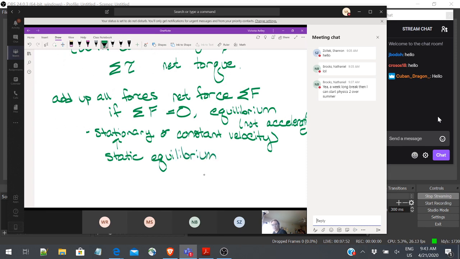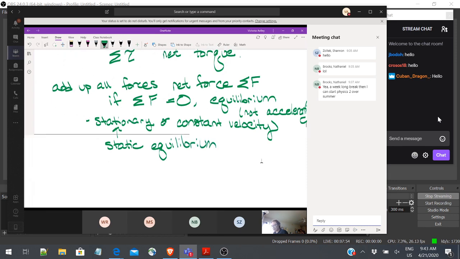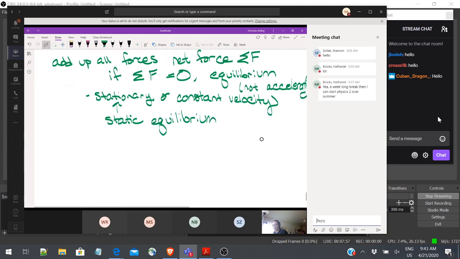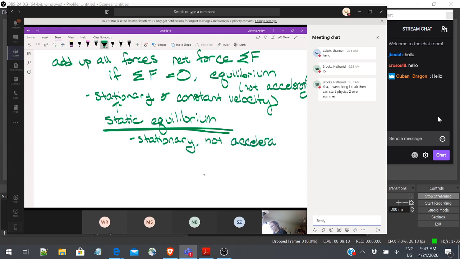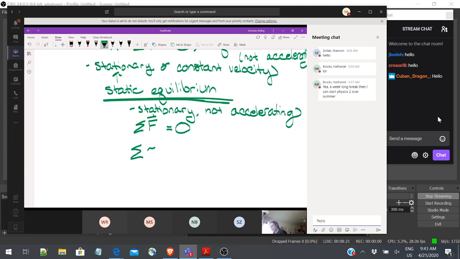Hopefully all of this looks familiar. We're going to add a new definition. Static equilibrium means that it is stationary and staying that way. It means that the sum of all the forces in vector form is 0. It also means the sum of the torques is 0. So this means it's not accelerating and it is not rotating.